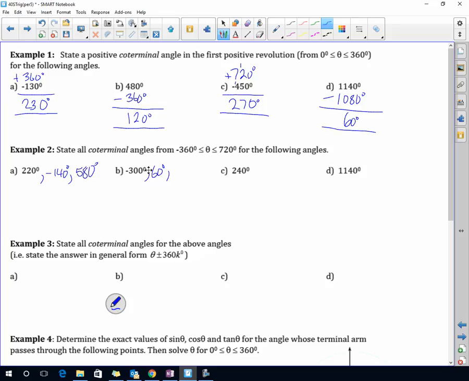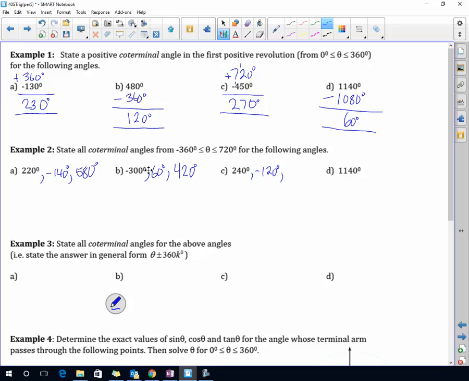Okay, 240, what do I do to get the lowest one? Minus 360, I get negative 120. I could keep 120 and add 360, but then I'd be at 240 again. So why not just start from 240 and add 360 to it? I get 600 degrees. Are we okay?